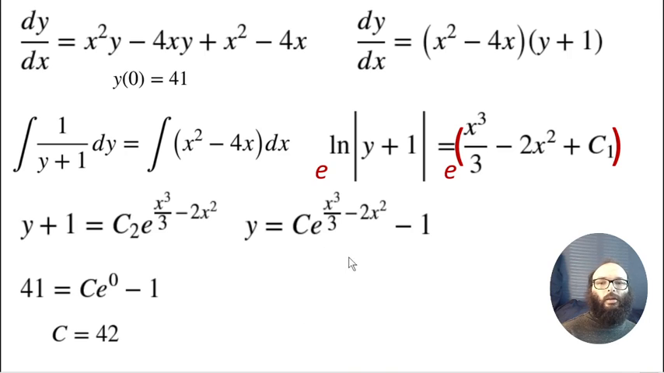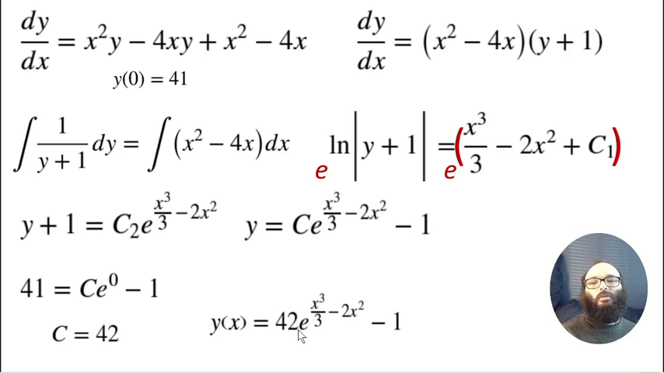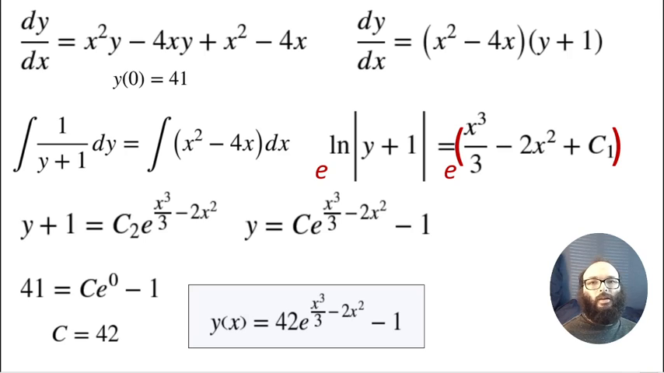And we plug that back into our general form up there, and we get our specific form for this case, which is y of x is equal to 42 times e raised to the x cubed over 3 minus 2x squared power, all that minus 1. And we're done with this example. Like that, box the answer.